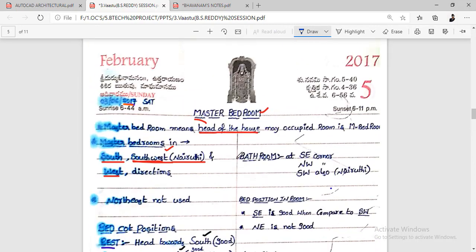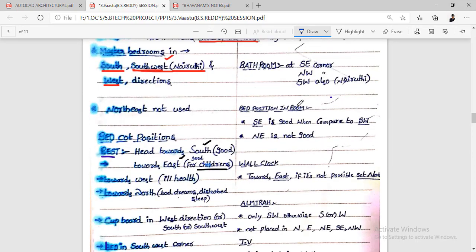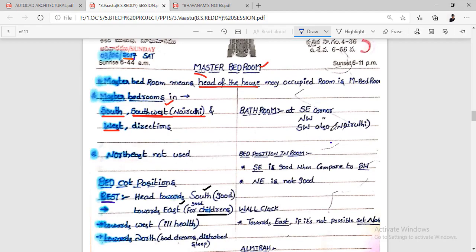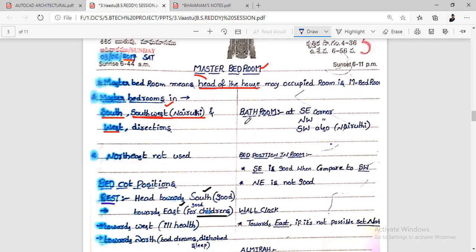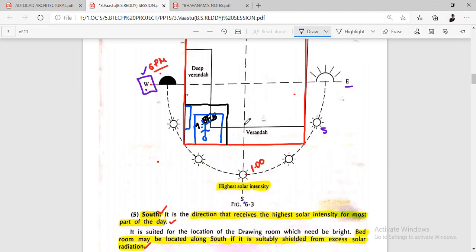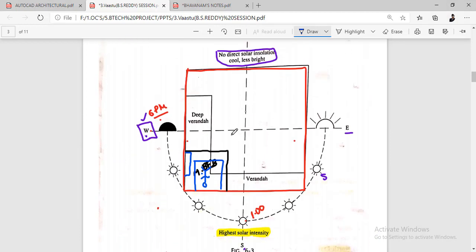And coming to here, the bathroom will be in the southeast corner, and northwest or southwest also. So in the southeast corner, if you want to provide any attached bathroom or toilet, you need to provide it in the southeast direction. Whenever you go for this bedroom vastu, you need to remember this is north and this is east, like that you need to divide it. So this is south and this is west. Then you can do the things in this. As per these directions you can make this plan.